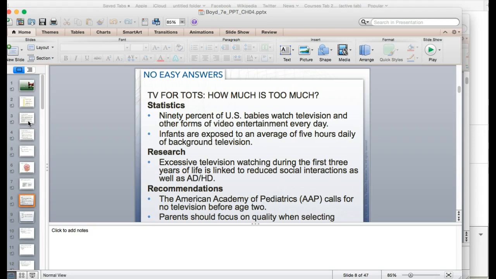So, this is an interesting topic for discussion. TV for tots. How much is too much? Statistics have shown that 90% of U.S. babies watch television and other forms of video entertainment every day. Infants are exposed to an average of 5 hours daily of background television. And research has also shown excessive television watching during the first 3 years of life is linked to reduced social interactions as well as ADHD. So that's a very interesting study.